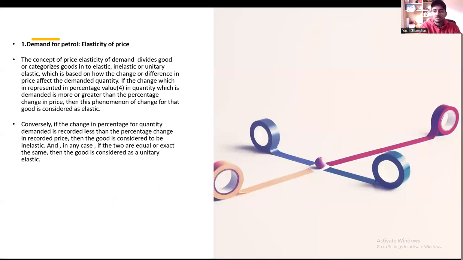So let's first start with the first question. The first question was, we are going to look at the elasticity of prices. We are going to define if they are elastic or not. The concept of price elasticity of demand divides goods into elastic, inelastic, or unitary elastic, which we have already seen in the previous slides. We have many types of elastic things. If the change is represented in percentage value, then this phenomenon is considered elastic. So we have already looked at the graph, like if it is more than 1, if it is 0, then it is unitary and all of those things. Okay.